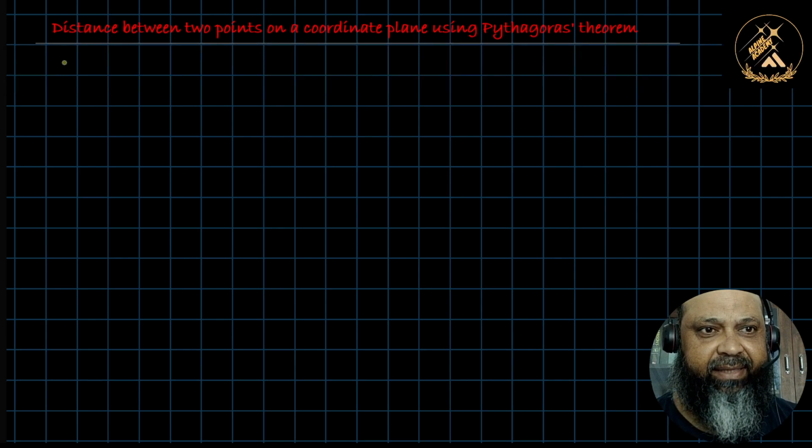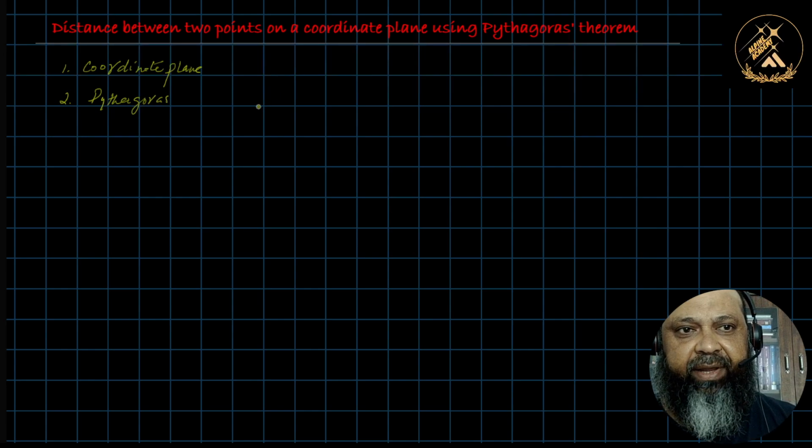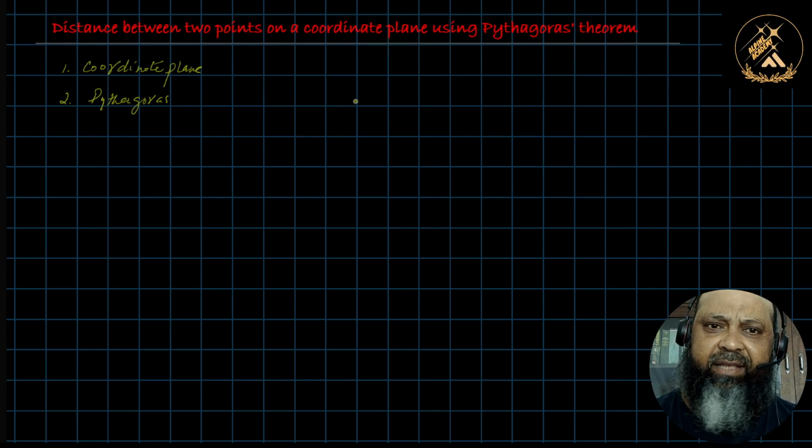The first thing is, what is the coordinate plane? If you are not aware of this concept, surely that will give you a kind of problem in understanding. And the second thing we need is the Pythagoras theorem. So first of all, we will clear these two things. The coordinate plane is quite simple.